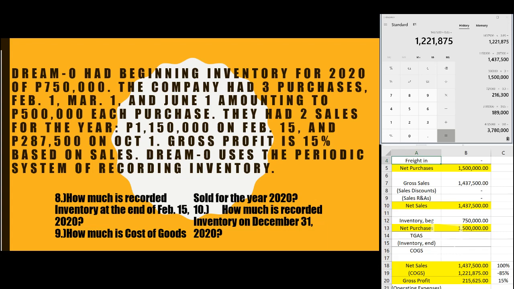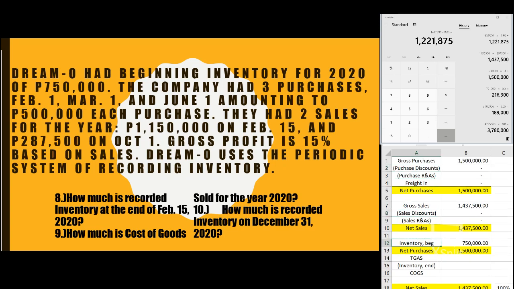Okay? Now, let's go to number 8. How much is recorded inventory at the end of February 15, 2020? So guys, your answer here will be dapat 750,000 pa rin. Okay? Why? 750,000 is your beginning inventory. Okay? Ibig sabihin, yun yung naka-record at the start of the year. As mentioned earlier or as mentioned a while ago, the periodic system only updates at the end of the year.